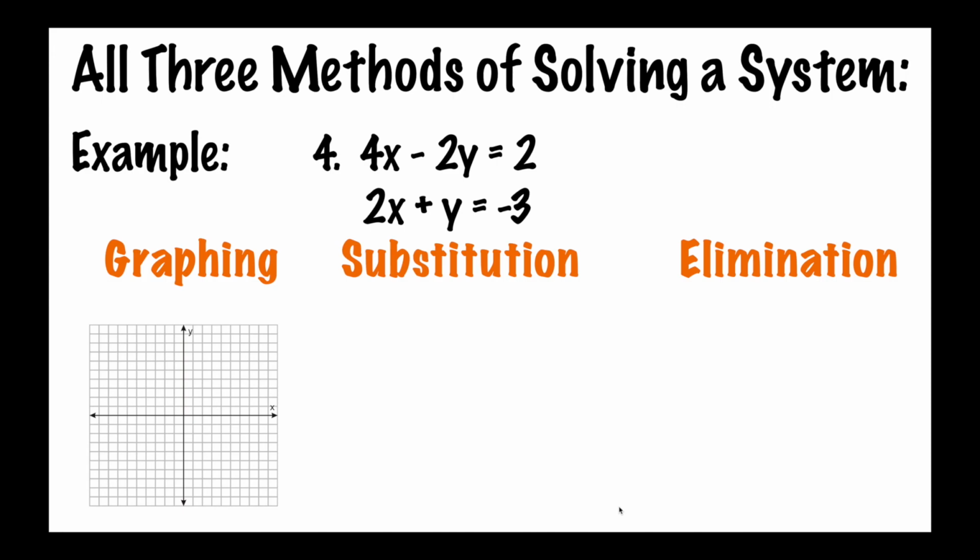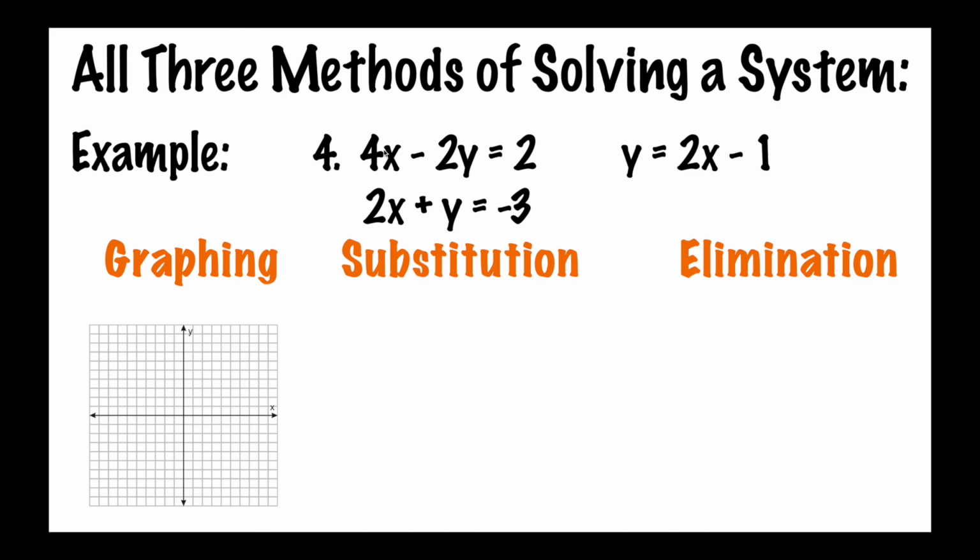For example 4, we're going to take this system and we're going to solve it with all 3 methods. So hopefully we realize that since it's the same system, no matter which method we're using, we should get the same outcome. Now, in order to graph this, we are going to want to put both of these into slope-intercept form, which is y equals mx plus b.